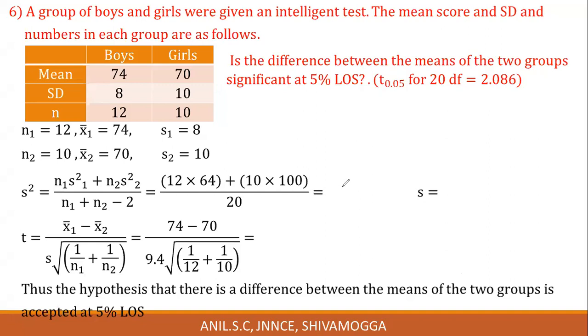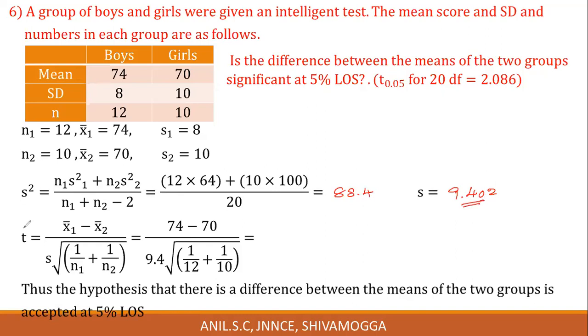88.4. That's right. S square is equal to 88.4. Now calculate S, that is square root of 88.4. It is 9 point something, since 9 into 9 is 81. So 9.402. Yes, that's right.